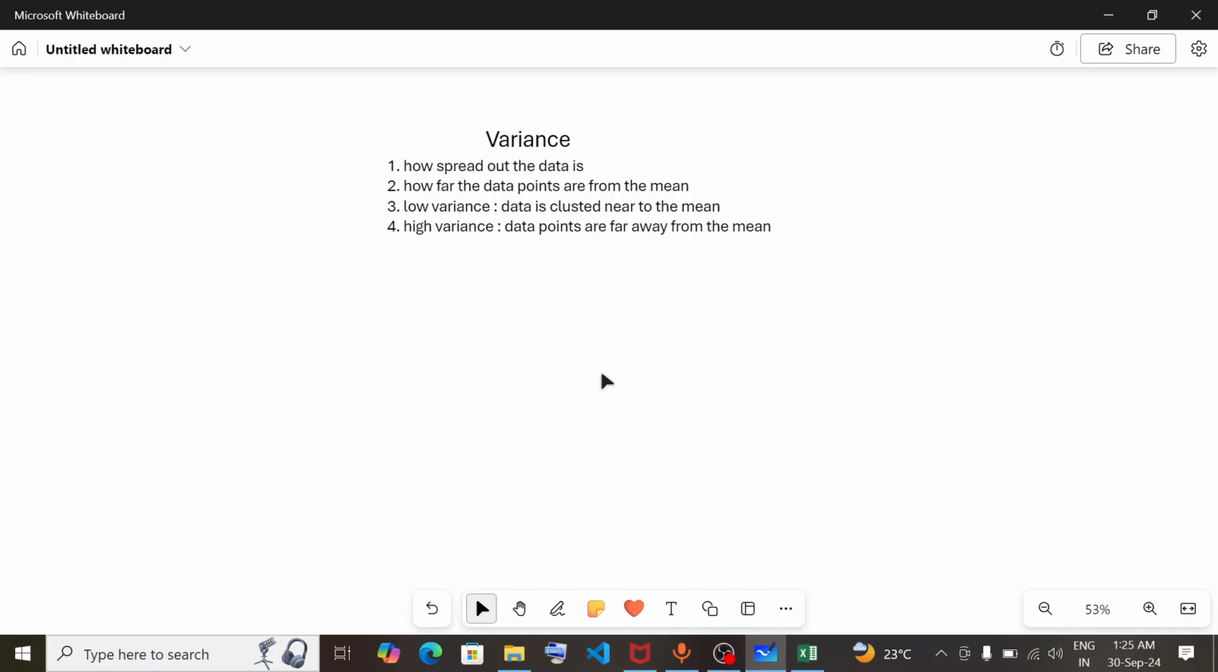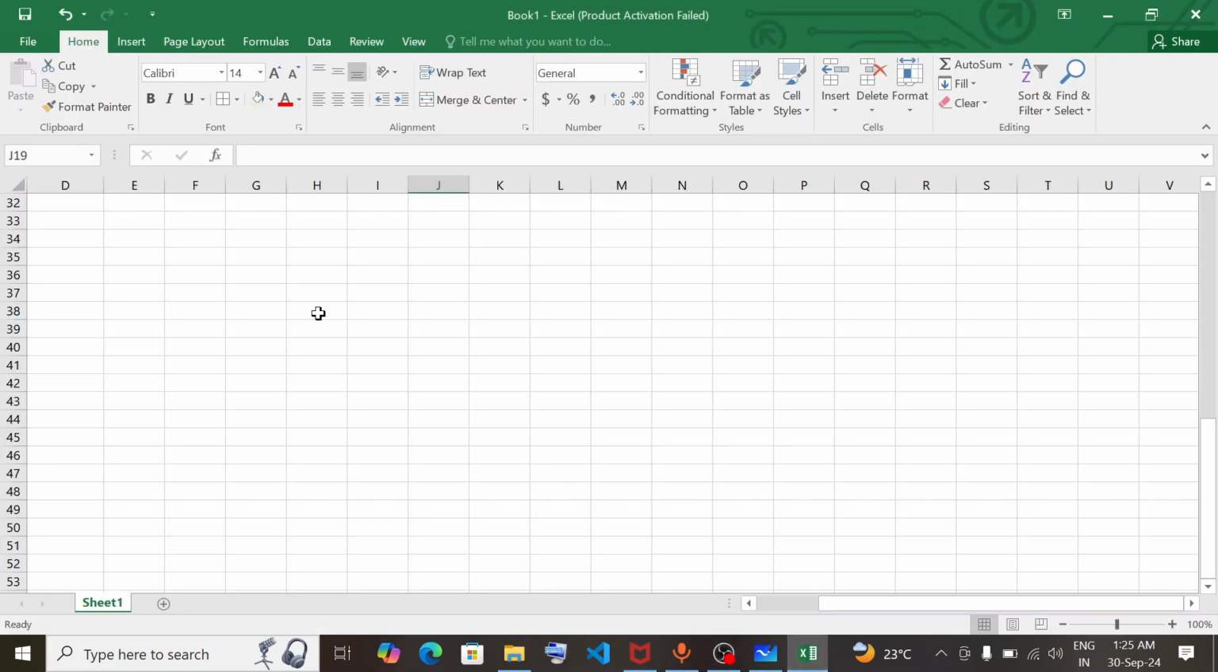Now let's start with the practical implementation in Excel. Here I have this data. I will create this fictional data. Let's say these are the marks of students in a particular class. I will use the heading marks for a particular topic.